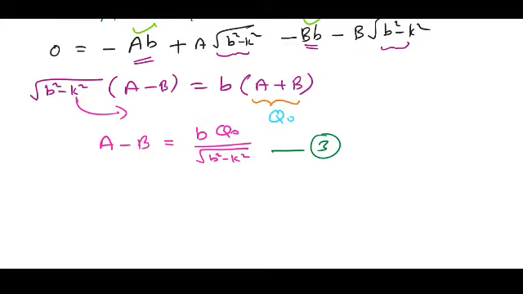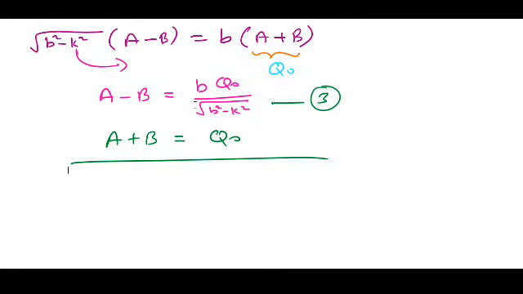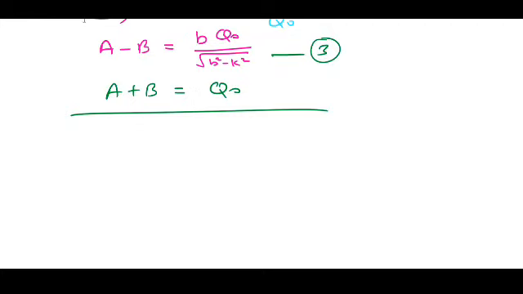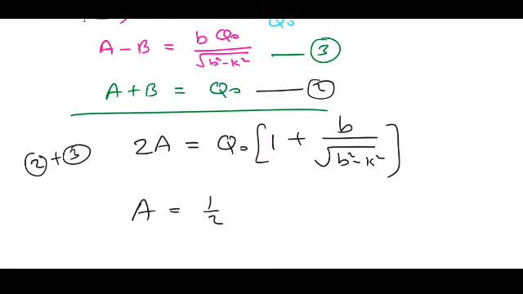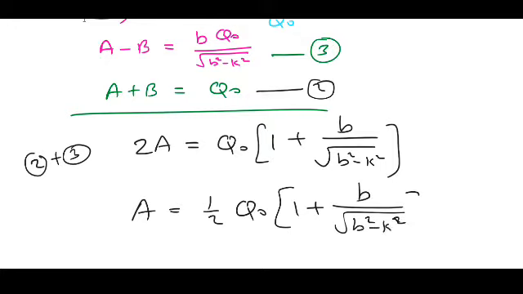I write equation 2 also here, that is A plus B is equal to Q0. To find the values of A and B, we just have to add equation 2 and equation 3. The left hand side will be 2A, and on the right hand side I take Q0 outside, then 1 plus b by root of b² minus k². So A can be written as (1/2) Q0 (1 + b/√(b² - k²)).